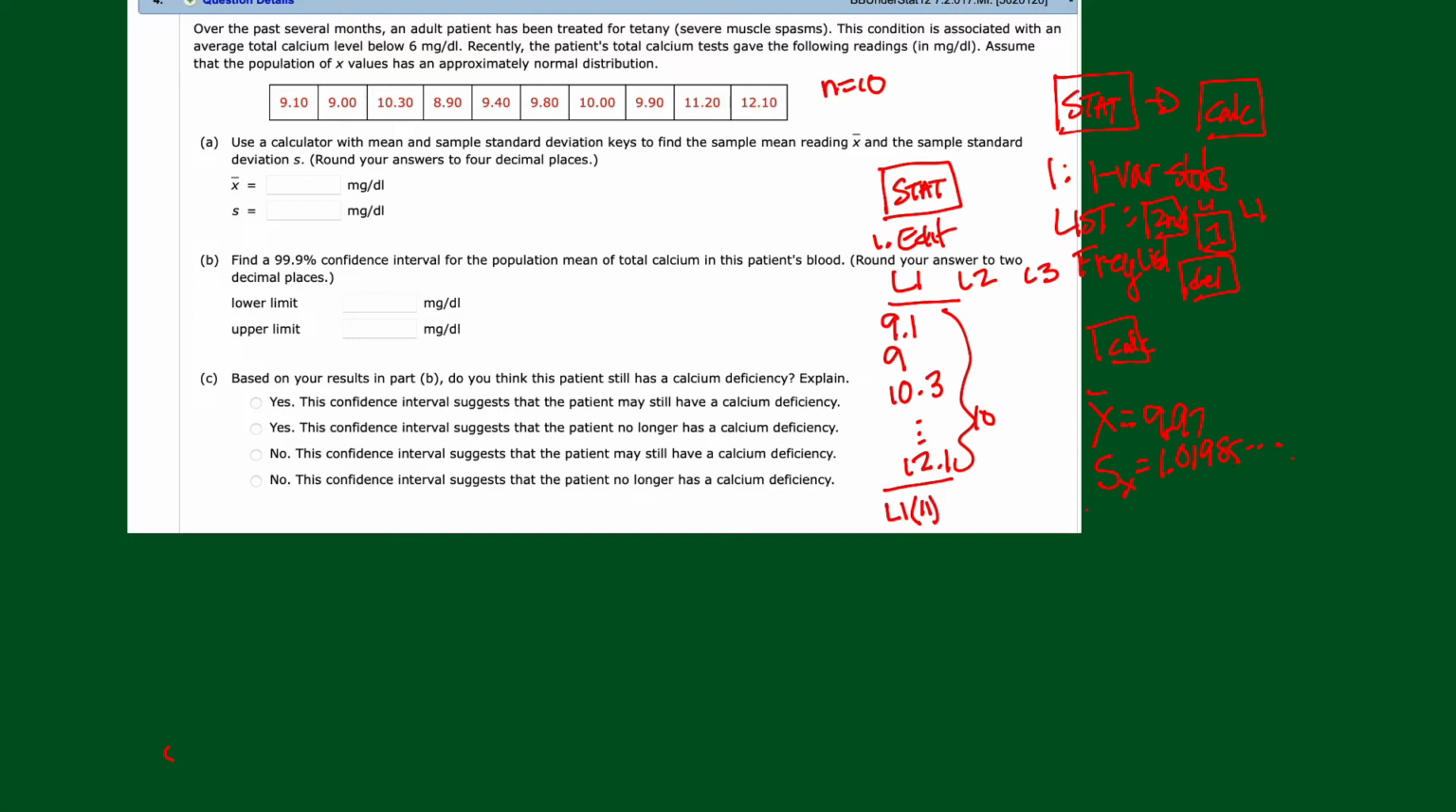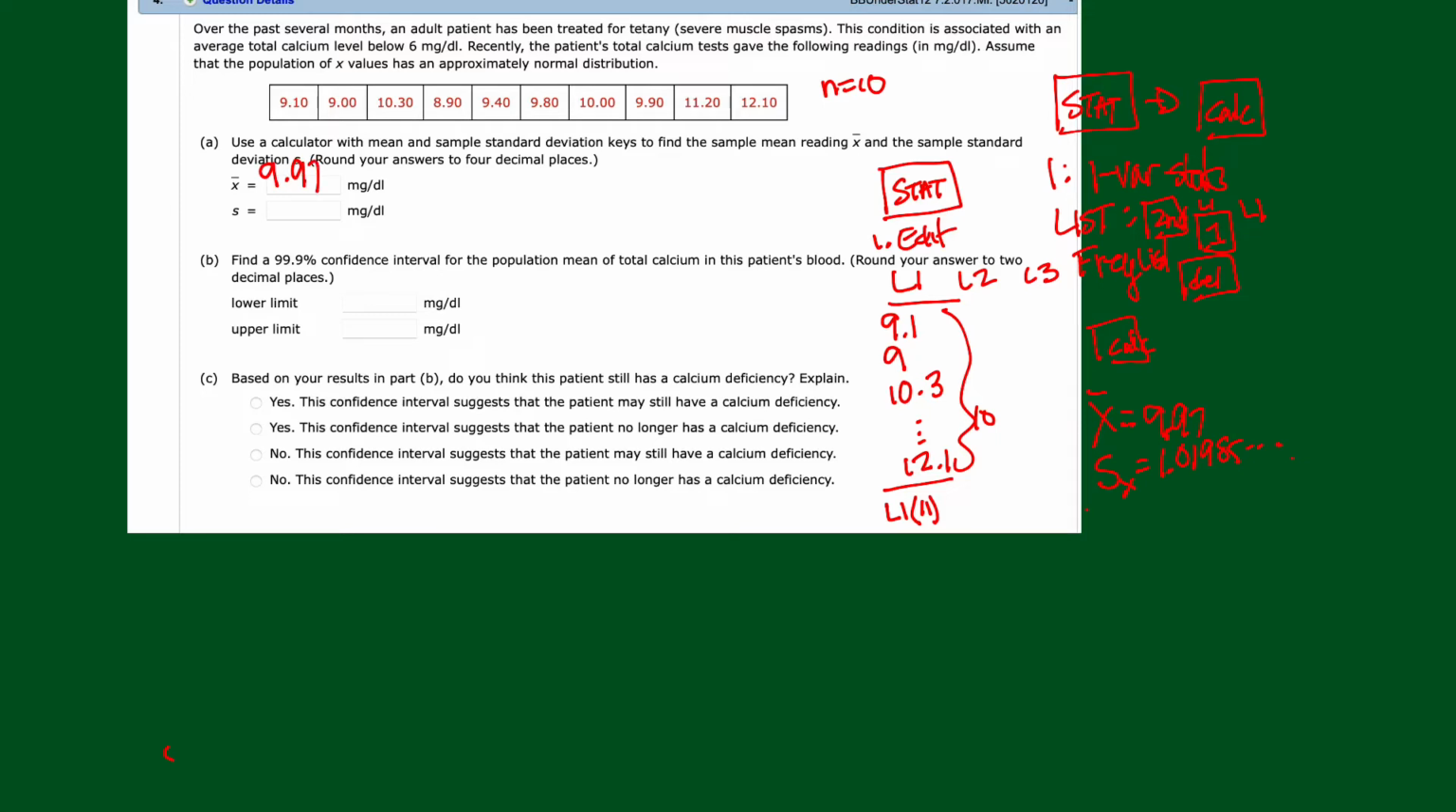Now here's what my calculator shows. At the top it shows X bar equals 9.97, and then down a few lines it says S sub X, the standard deviation of the X's, is 1.0198, and so on. Of course, they're asking us to round off, and it says to round to 4 decimal places. X bar is only to 2 anyway, so I'm going to write this as 9.97.